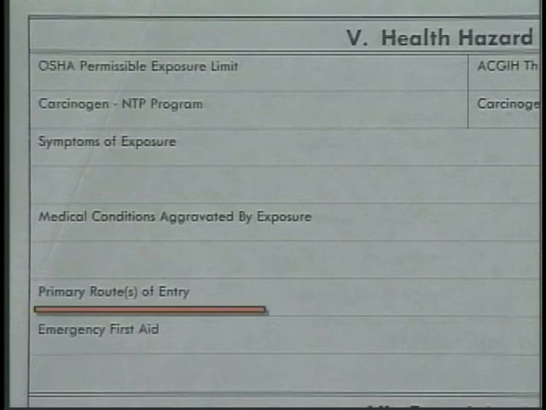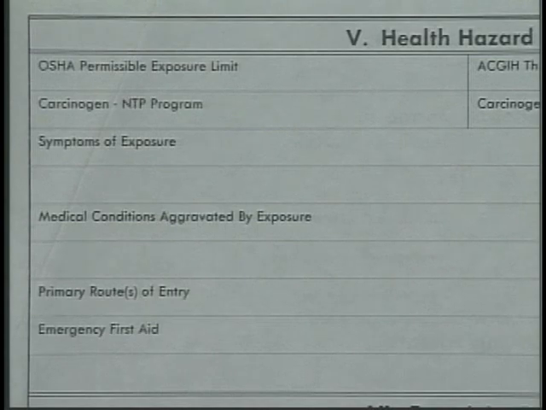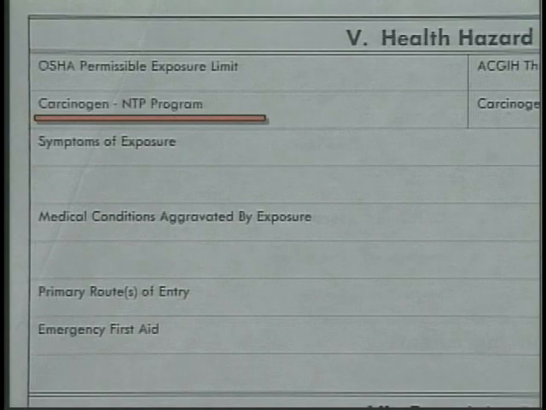It will show the primary routes of entry into your body or bloodstream. This information is used to determine the type of engineering controls or personal protective equipment to use. The material safety data sheet will list any permissible exposure limits. Permissible exposure limits define what exposures are harmful and which require protection. It will list whether the chemical is a potential carcinogen or not.